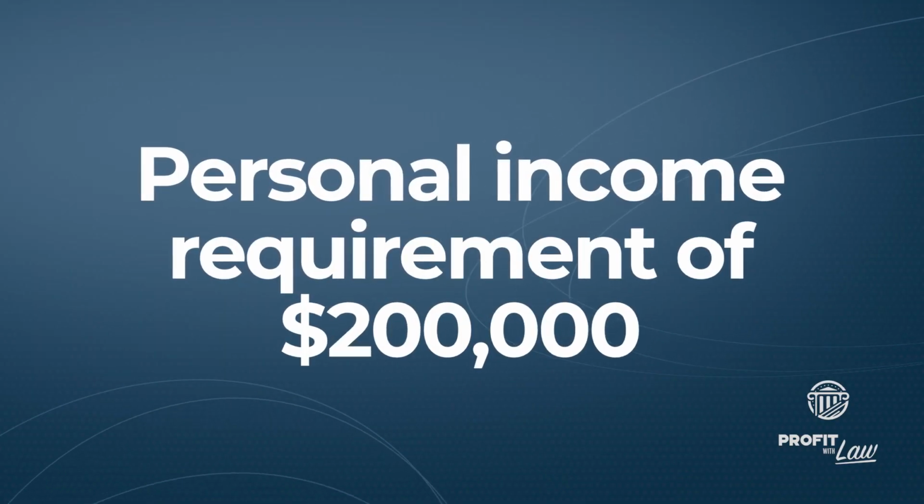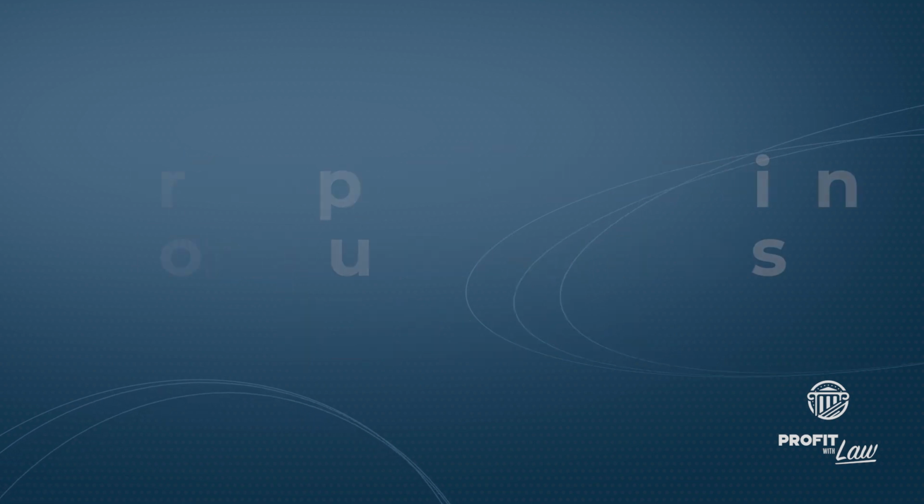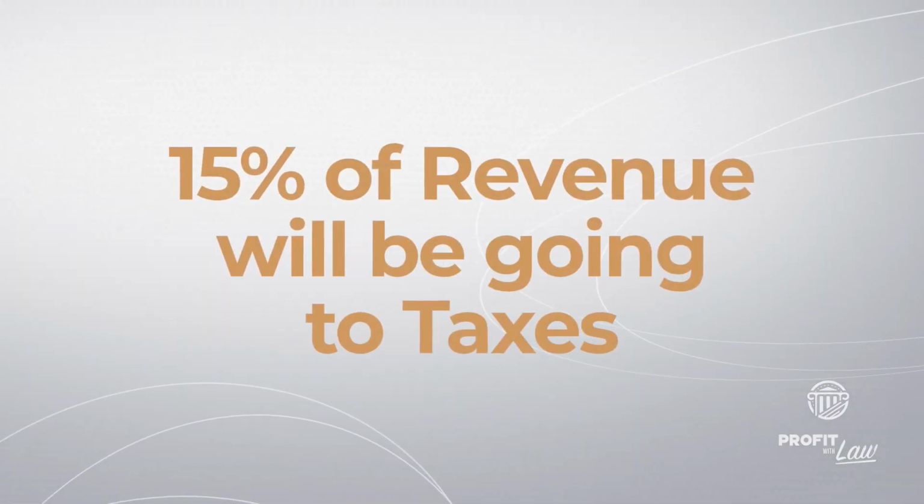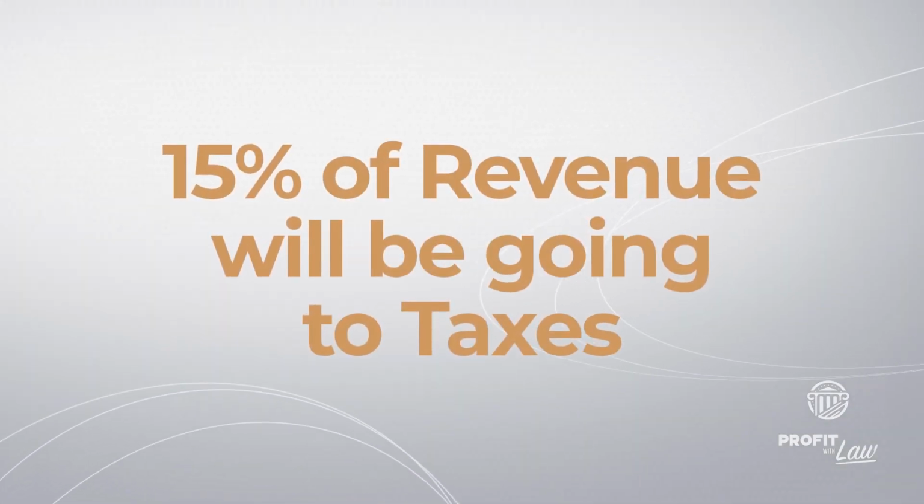For example, if you have a personal income requirement of $200,000 and your target profit allocation for your business is 40%. Now here's where it gets tricky. That 40% includes your tax bill. So in reality, you're not making 40% of the revenue that came into the business. A good assumption in a healthy business making between 35 to 50% profit margin is that 15% of revenue is going to be going to taxes.